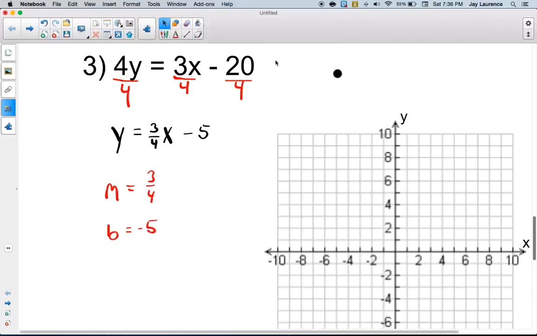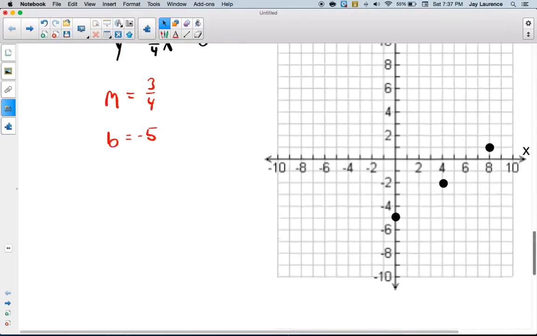Okay, so let me put a point at -5 on the y-axis, right? Let me infinitely clone it. And my slope is 3/4. So I'm going to rise 1, 2, 3 and run 1, 2, 3, 4. And I'm going to rise 3, 1, 2, 3 and run 1, 2, 3, 4. And if I wanted to, I could go for that fourth point.